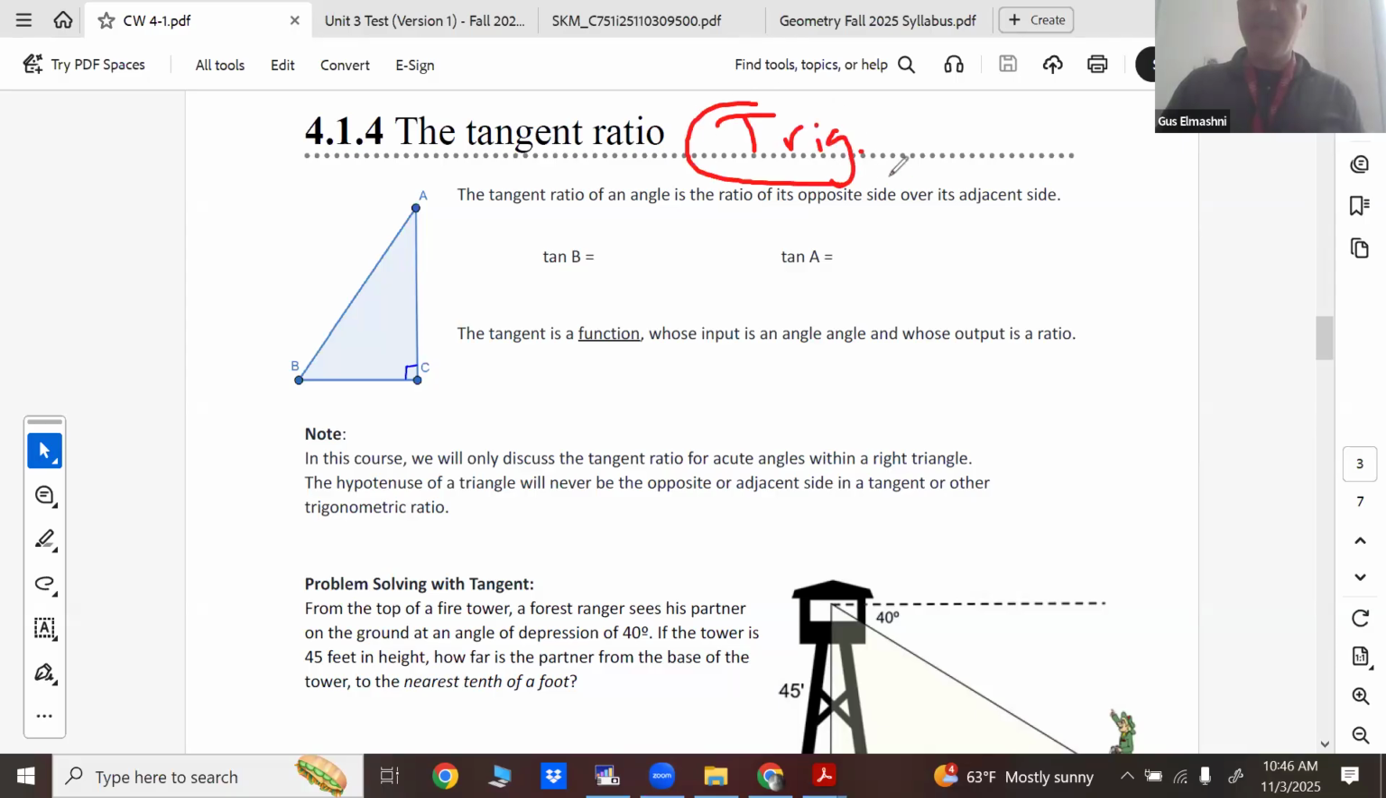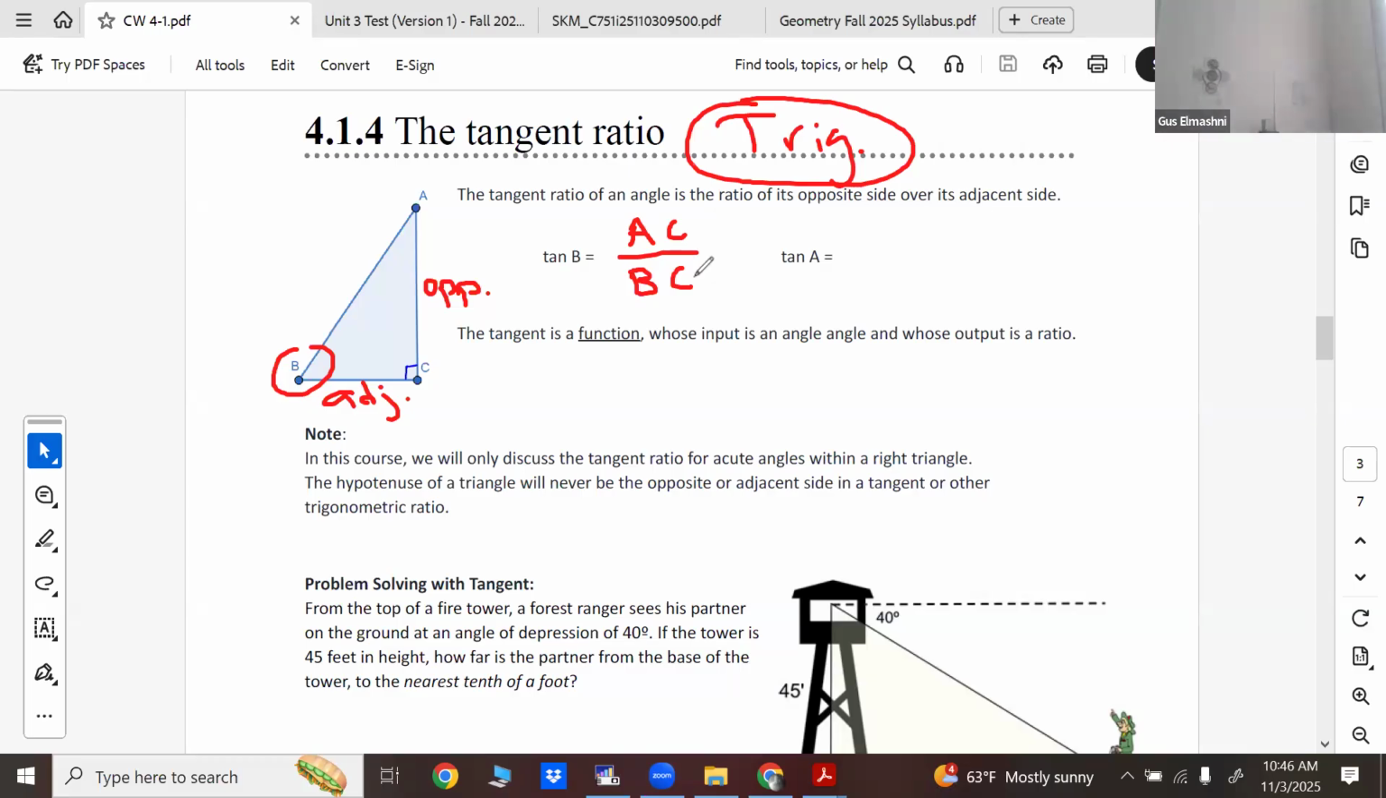I said not now, like not at that current moment, but now we're going to talk a little bit. So the tangent of an angle is a ratio of the opposite side and its adjacent side. So angle B is right here. This side's opposite. This side's adjacent. So it would be AC over BC. You guys see that?